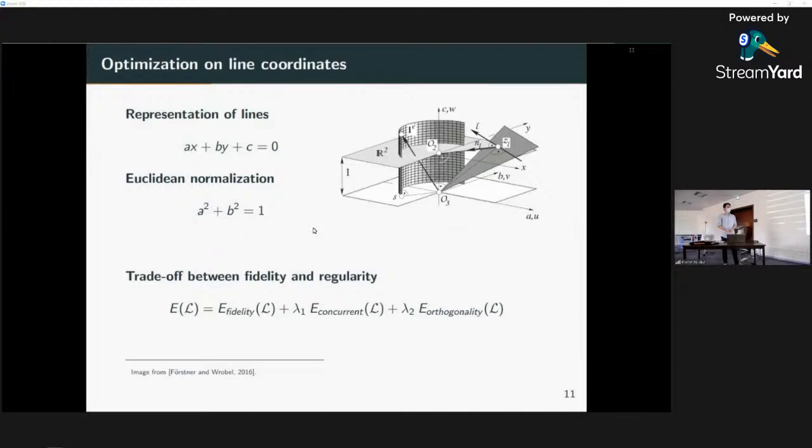So the explicit coordinates we give to lines are in homogeneous coordinates, three-dimensional homogeneous coordinates (a, b, c) from the line equation. And we use a Euclidean normalization, a squared plus b squared equals 1. So our line coordinates are on a cylinder at a distance 1 from the axis OC. And we formulate our energy as a trade-off between fidelity and regularity. So let's describe those terms.